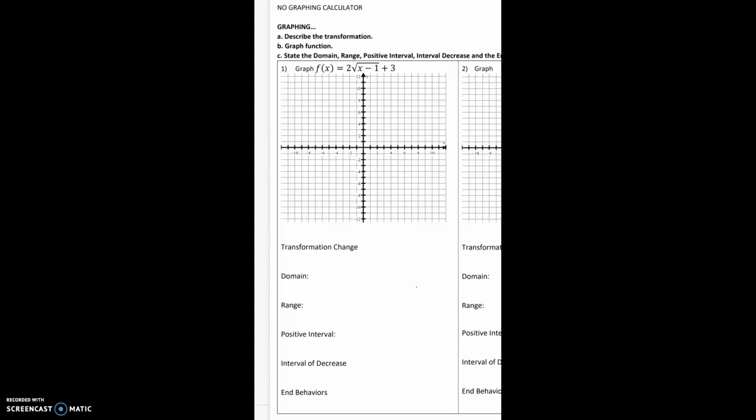I am one of the Algebra 2 teachers, and this is the review for the Chapter 5B test, and we're going to be starting out with graphing. You need to pay attention to what type of graph you are working with. So on number 1, we have a square root, and number 2, we have a cube root, and that's going to determine what points we choose because of the domain issues.